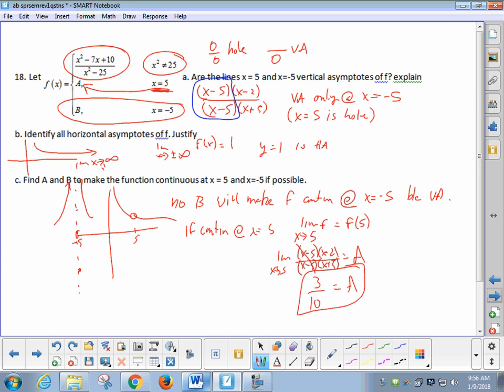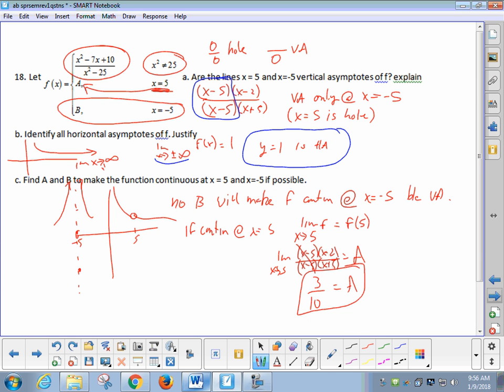Horizontal asymptotes are about end behavior, so to justify that you'll say what's the limit as x goes to plus or minus infinity, and whether x goes to positive or negative infinity, those start to knock each other out and y approaches 1. So there is a horizontal asymptote at y equals 1.